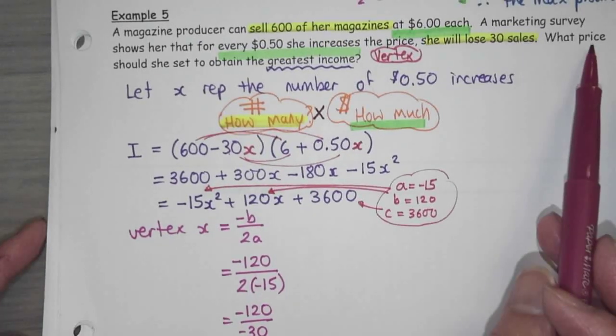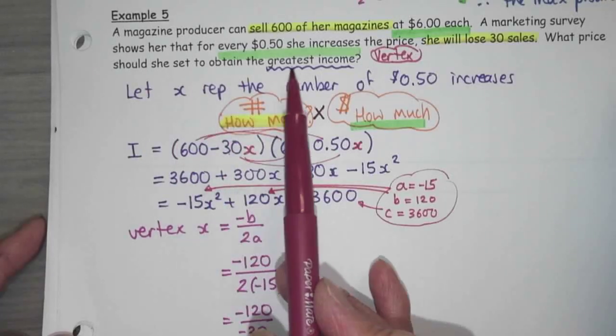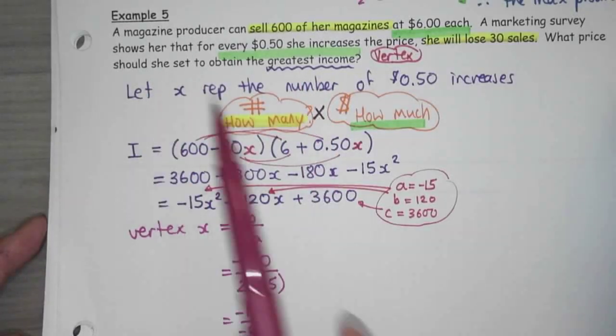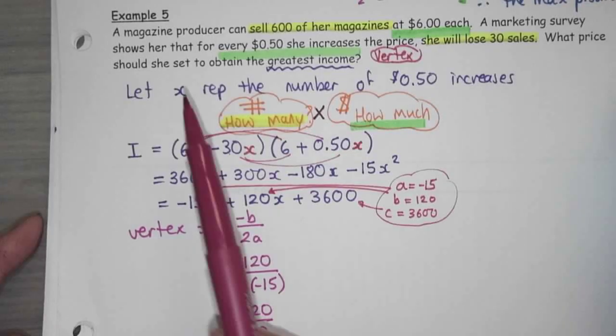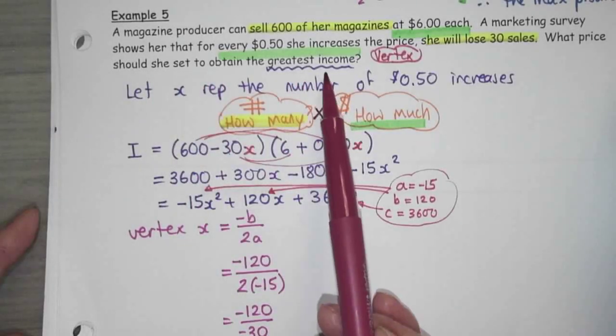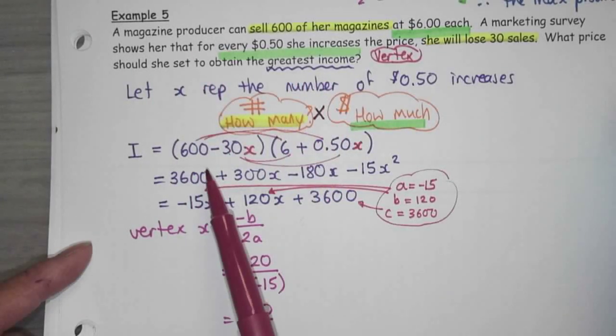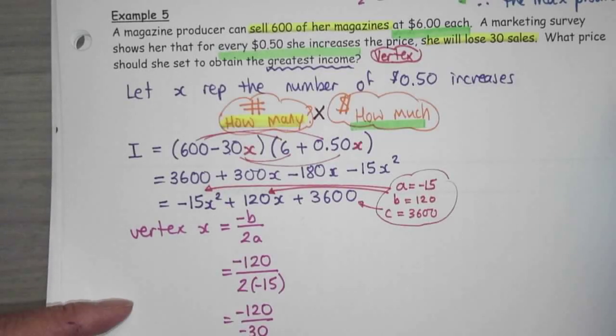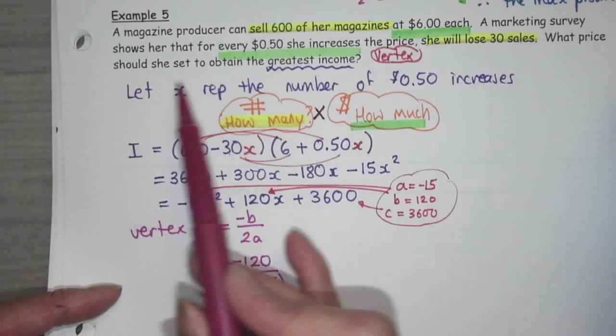What price should she set to obtain the greatest income? What price? Price. I didn't ask you the income, right? I didn't say what is the income, so you don't have to find I. You can, it's just that then you're wasting your time and you kind of go, oh, the test was so long. Yeah, because you're answering questions I didn't ask. So you want to go, what price should she set?